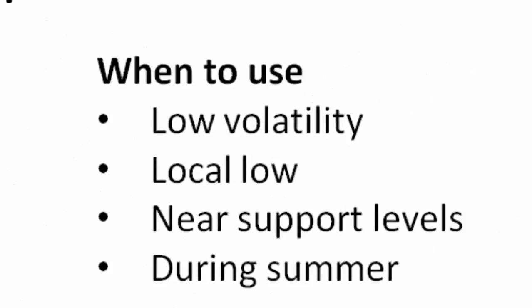When to use this construction? In case of low volatility, for example, if you are waiting for volatility to increase. If the market reaches its local low, but you are sure that it should trade sideways near support levels. And it's better to use it during summer when there is a high risk of crops being damaged by bad weather. For winter wheat, it's September and March because of risk of freezing in the United States.